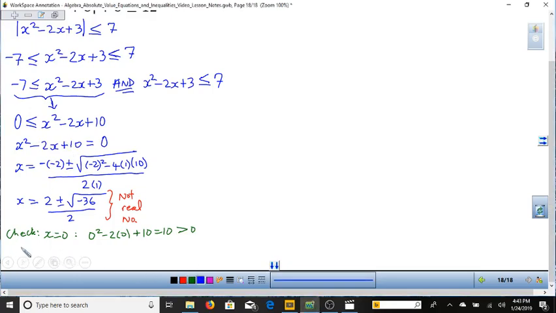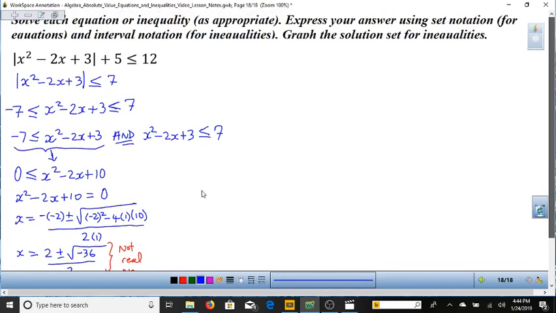So the solution then is all real numbers, because whatever number I plug in will work. So the answer for that part would be negative infinity to infinity. That statement is always true. Now let's go to the next one, this one here. We're going to do that on the right side over here. We have x squared minus 2x plus 3 is less than or equal to 7.